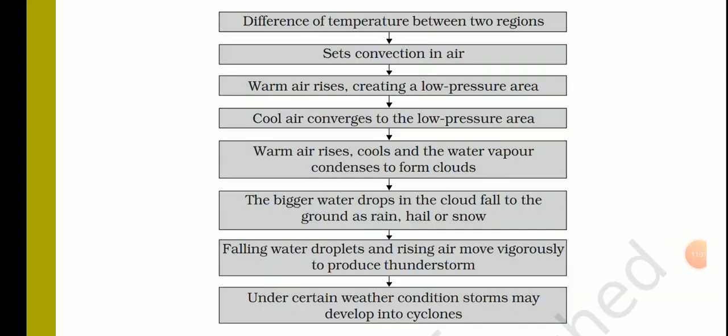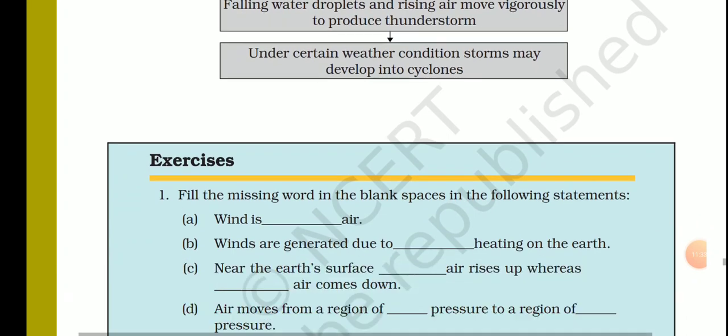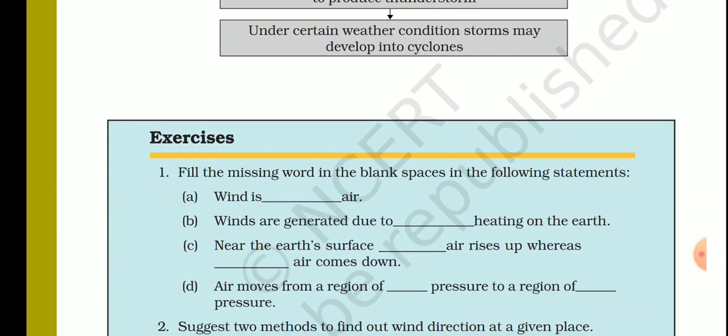Okay students, let's move to the exercise. First question: fill in the missing word in the blank spaces in the following statements. A, wind is dash air. The answer is moving. B, winds are generated due to dash heating on the earth. The answer is uneven.